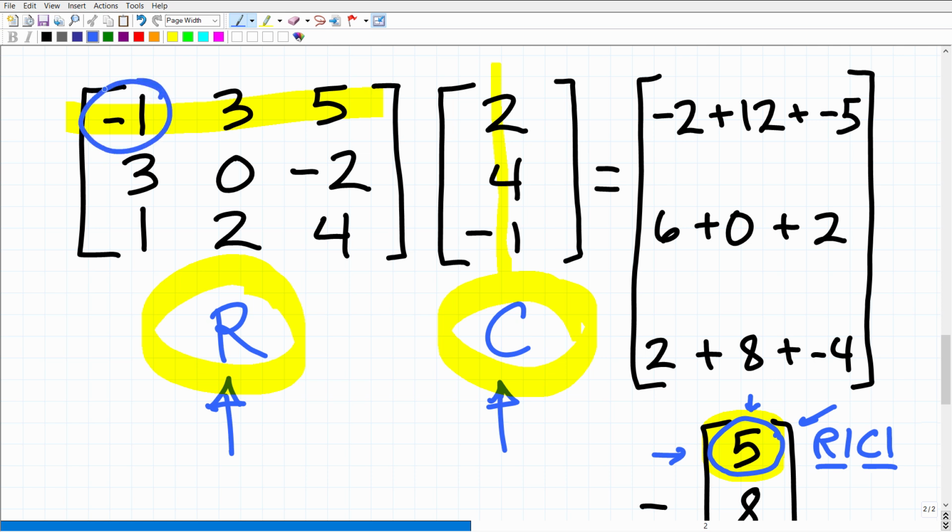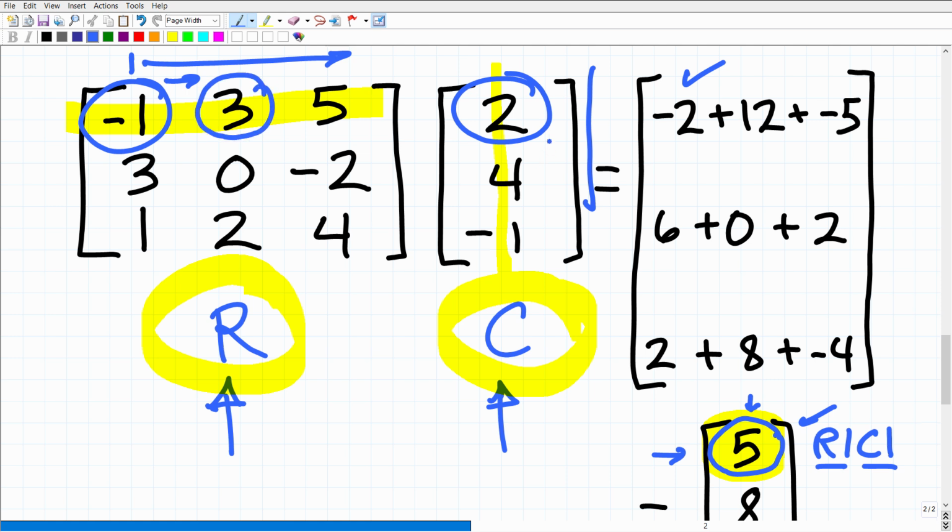Okay, so how do we do this? Well, what we're going to do is take this -1 and multiply by 2. So you're going to start this way. You're going to be going from left to right, and from here you're going to be going up to down. So it's going to be -1 times 2, which is -2. Then you're going to add the next set of the two things you're going to multiply. So you're going to go over 1, and that's going to be 3, and you're going to go down 1. That's going to be 4. Okay, so 3 times 4 is 12.